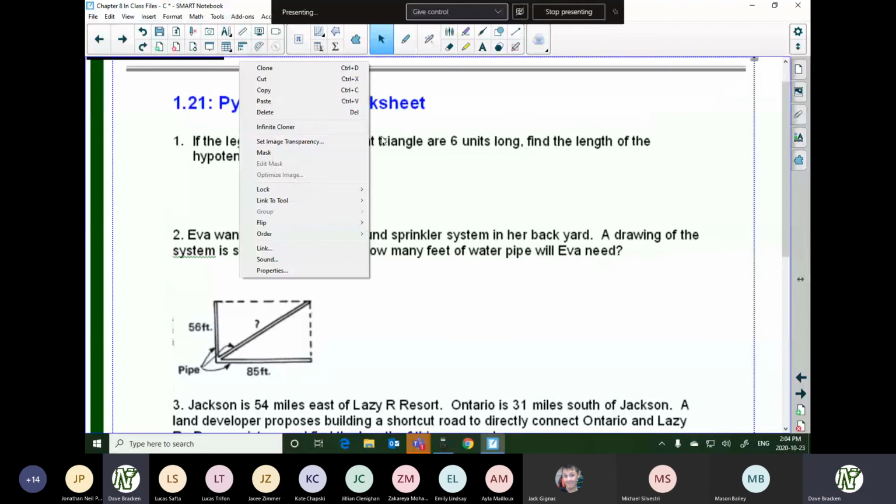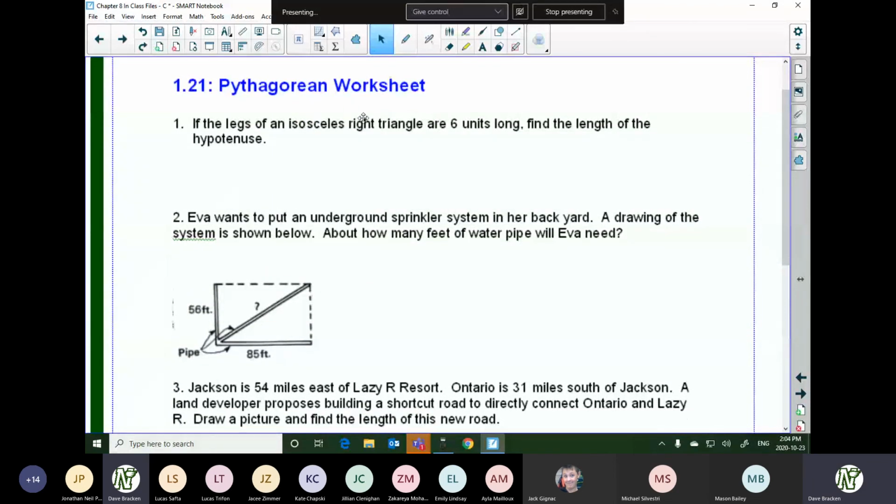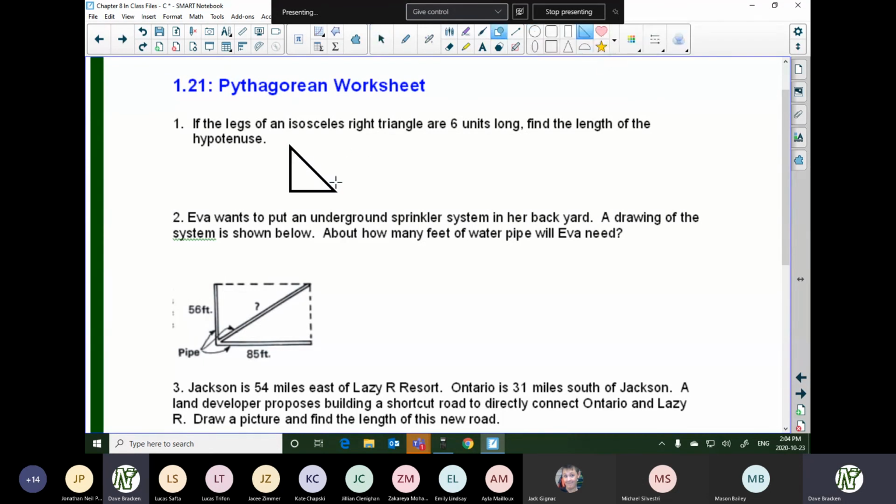The very first one: if the legs of an isosceles right triangle are 6 units long, find the length of the hypotenuse. Well, this is a right angle triangle, but it's also an isosceles right angle triangle. What does it mean to be an isosceles triangle? Two of the sides are equal. Exactly. So when we make this triangle, here's what's going to go on. I'll just get you started on the first one. This is a right isosceles triangle.